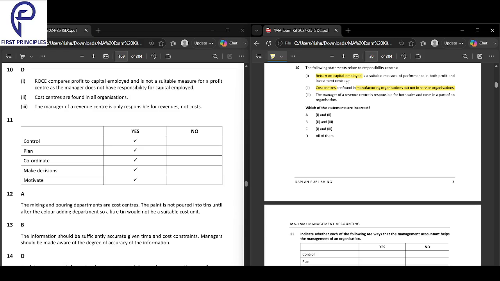ROC we saw is mainly return on capital employed, and it is not a suitable measure for a profit center as the manager does not have the responsibility. Is it a suitable measure for both profit and investment center is the question here. For investment it is fine, but for profit not sure. Manager of a revenue center is responsible for both sales and cost. So this is wrong. We saw revenue is only sales.